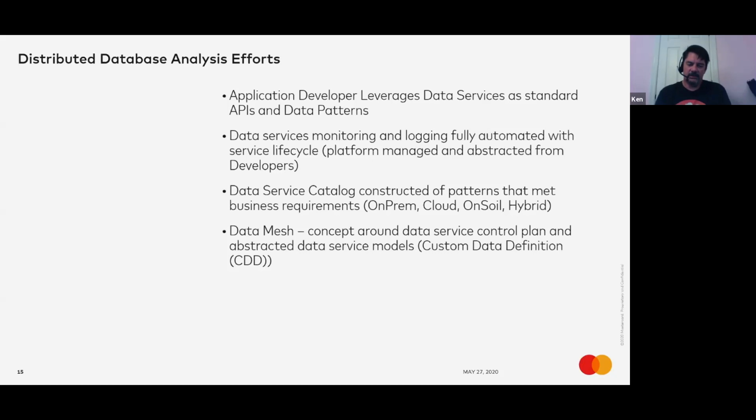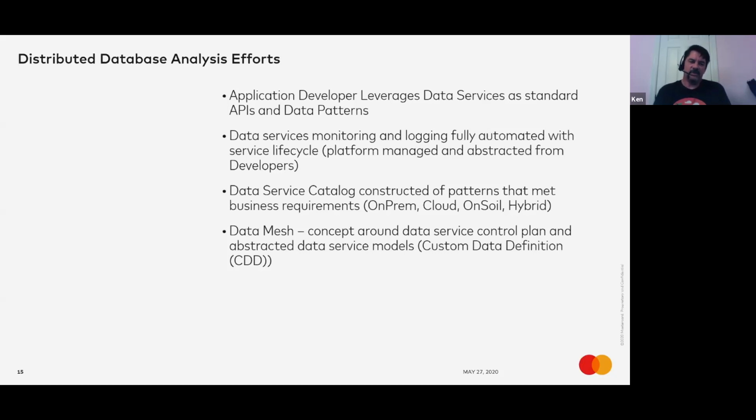So the big key for us is to create this data service catalog that allows us to meet the business needs of any of these use cases without developing multiple patterns for each one. So we develop a single data service that can be constructed and consumed on-prem, with the same pattern being constructed and consumed in the cloud, or in an on-soil use case, or in a hybrid use case. The pattern doesn't change based on where you're deploying it. That's the key.